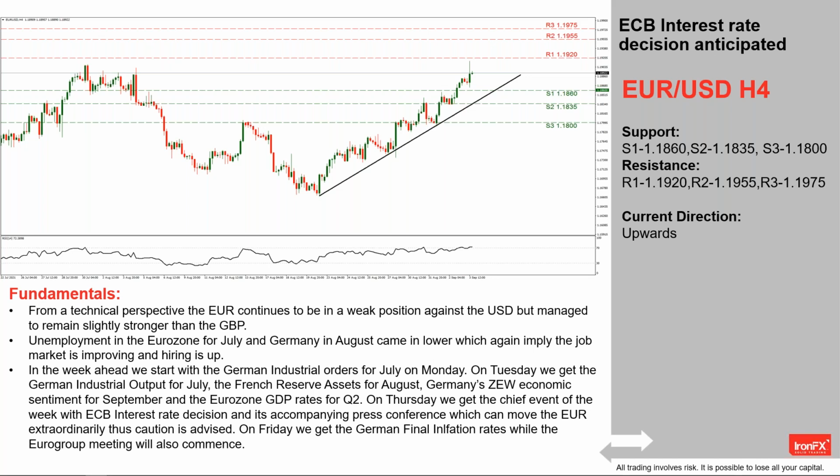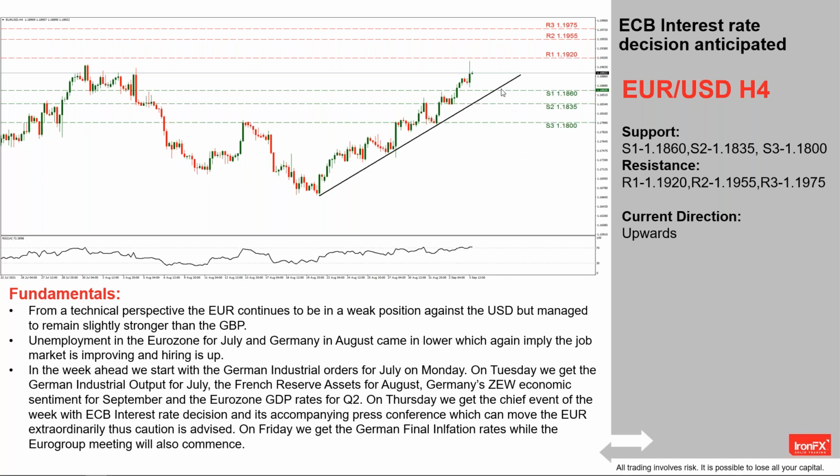In the week ahead, we start with the German industrial orders for July on Monday. On Tuesday, we get the German industrial output for July, the French reserve assets for August, Germany's ZEW economic sentiment for September, and the Eurozone GDP rates for the second quarter. On Thursday, we get the chief event of the week with the ECB interest rate decision and its accompanying press conference, which can move the euro extraordinarily. Thus, caution is advised. On Friday, we get the German final inflation rates, while the Eurogroup meeting will also commence.